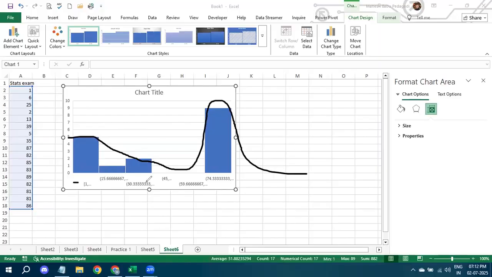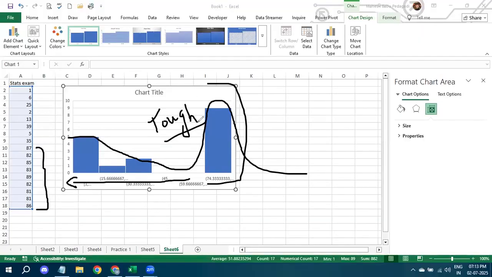Now tell me, is the exam easy or tough? I can say the exam is tough. That means those who scored more than 80 studied well. Will you agree? Those who studied, who listened to the classes, scored very well. This is called left skewed data. Guys, please note this. What is it called? Left skewed data.